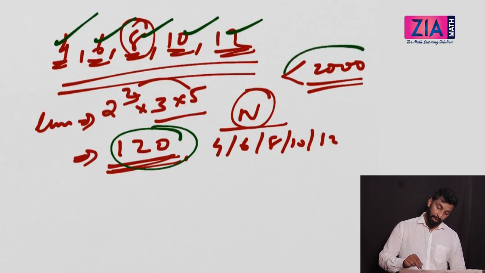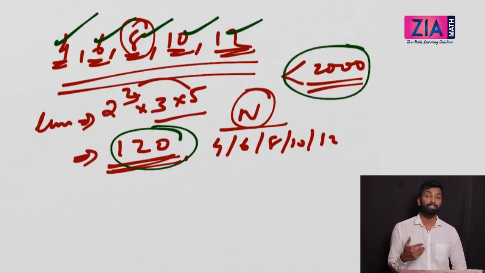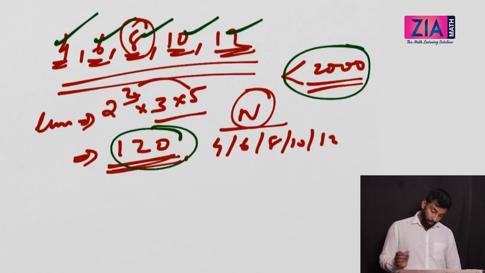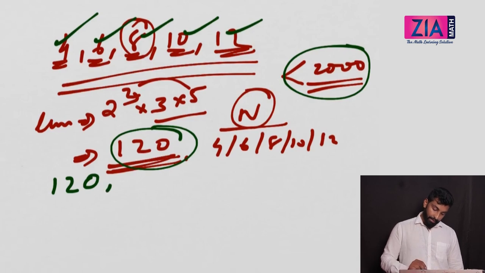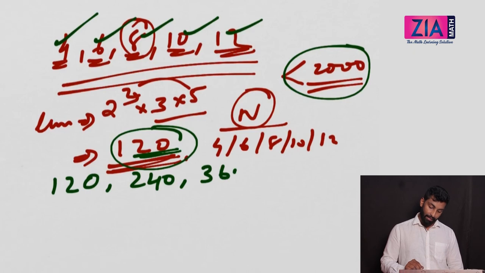What they're asked to find is the highest such possible number less than 2000. So we need to find that. You have the idea that 120 is there. What is the next number? 240. What will you do? You will add 120. What is the next number? 360.